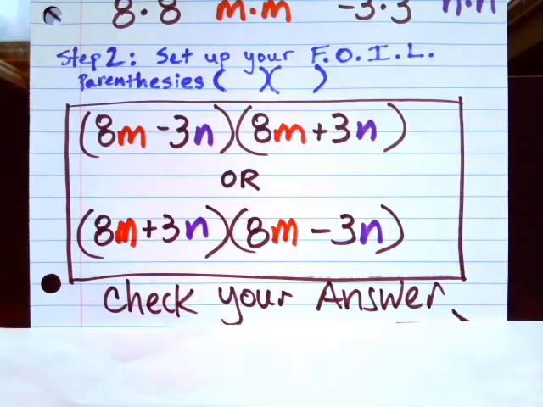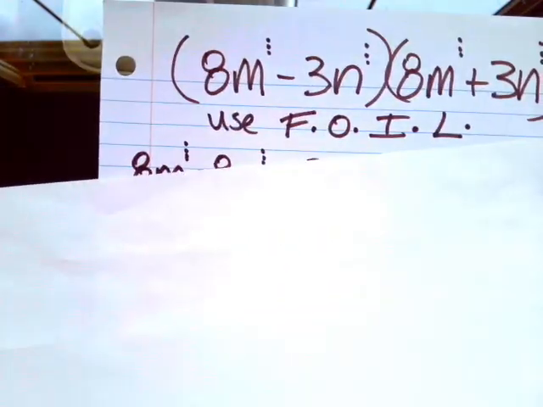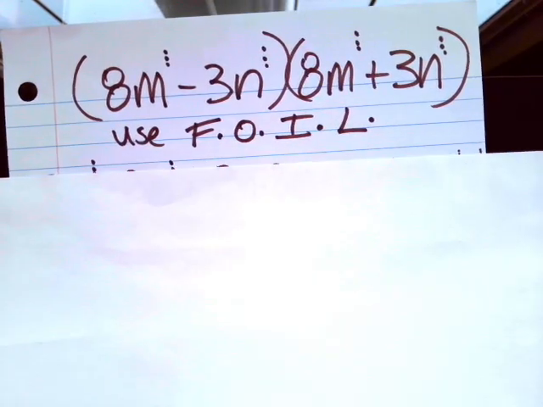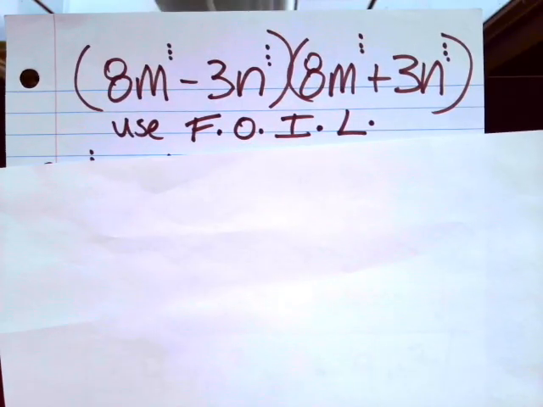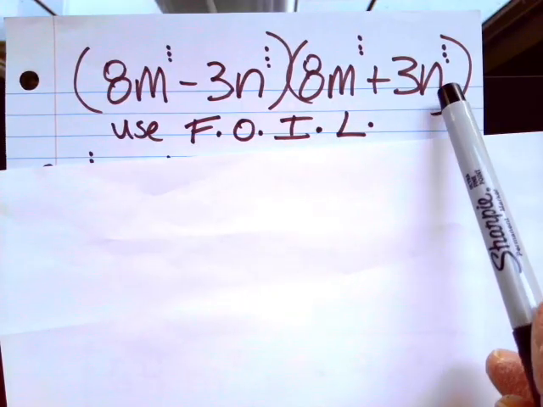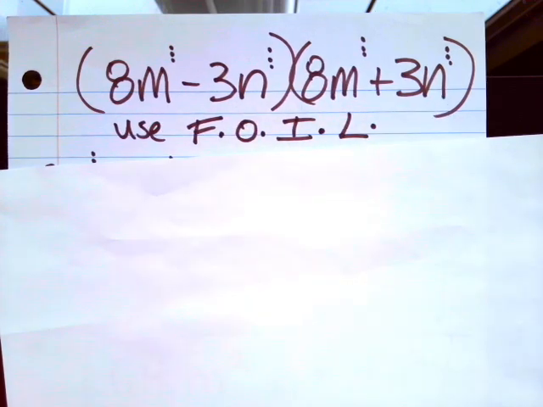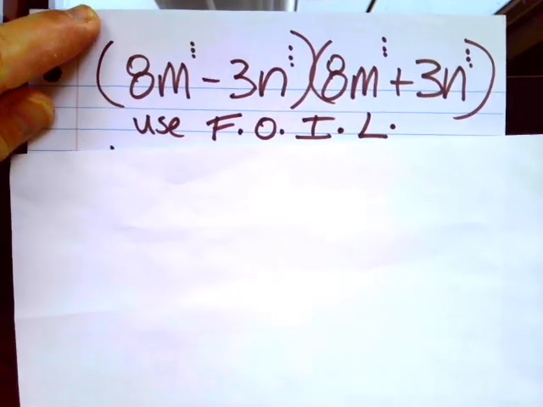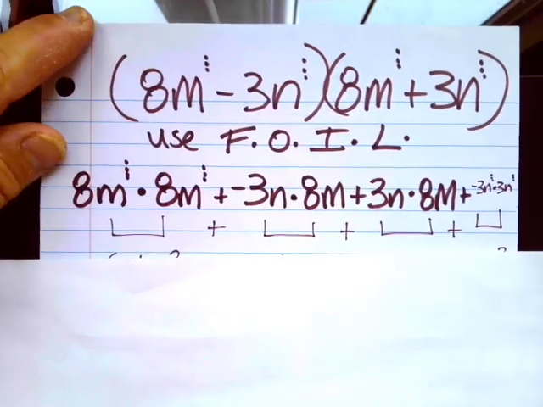Let's go ahead and check our answers. We check our answers by using FOIL. And so remember FOIL: first term to first term, outer term to outer term, I is inner term to inner term. The last terms are that negative 3n and that positive 3n. So let me get this lined up here, and let's just go see what that looks like.